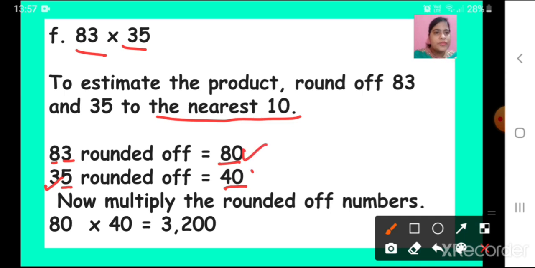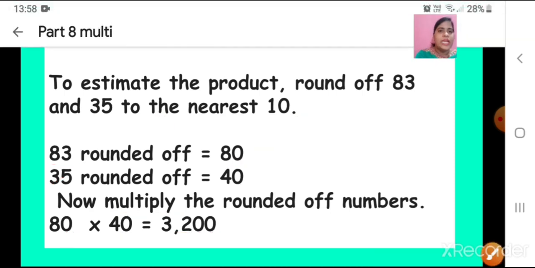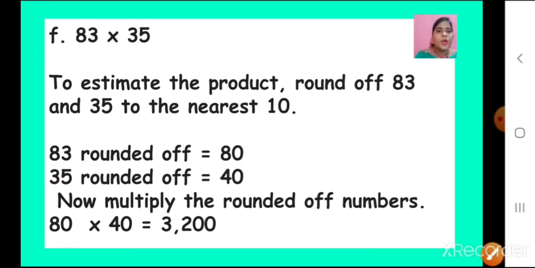So both these numbers we have rounded off. Now the numbers that we have rounded off, we have to multiply. 80 multiplied by 40. So 8 into 4 is 32 and we have to add 2 zeros at the end. So 80 into 40 is equal to 3200. Now the answer that we have got, 3200, is our estimated product. Everyone note down the answer properly. 3200 is our estimated product.